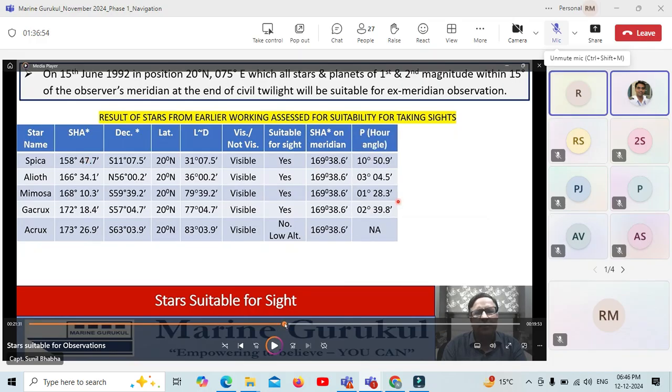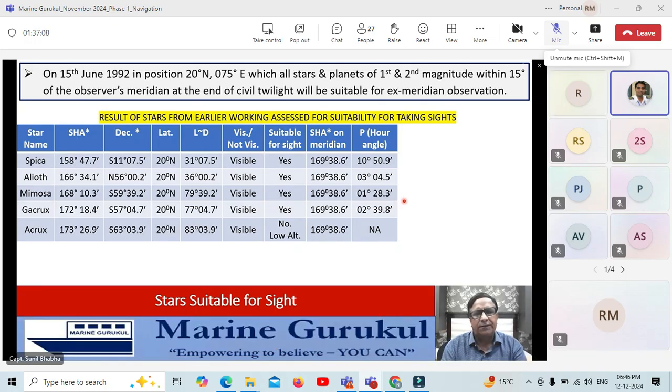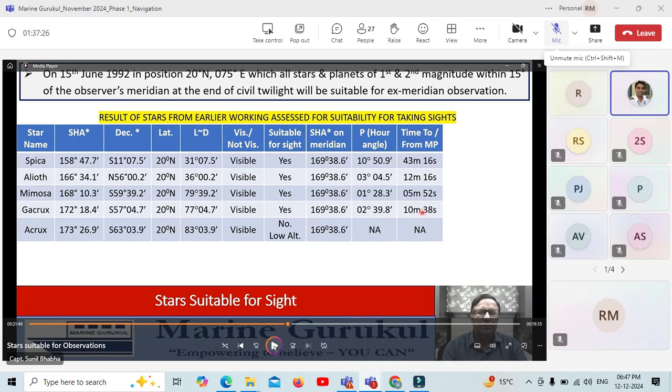So here we are. The R angle is obtained. And from the R angle, we have now obtained the time also. So let's go to the time. Time to or from meridian passage by dividing this R angle by 15 degrees 2.5 minutes. When we divide, we get time to or from meridian passage as shown here. This is 43 minutes 16 seconds, and we have time for other stars also. Any more doubts up to here?